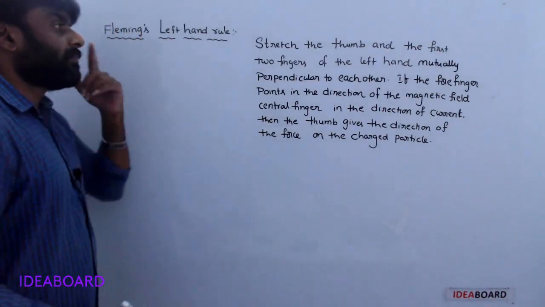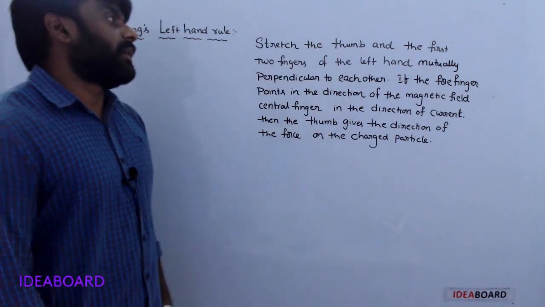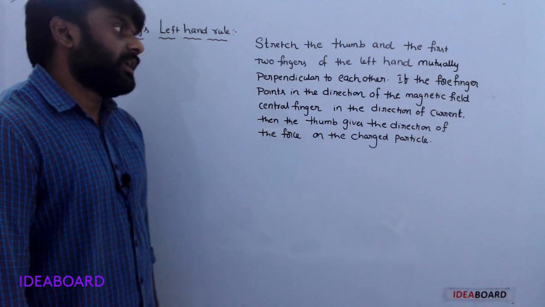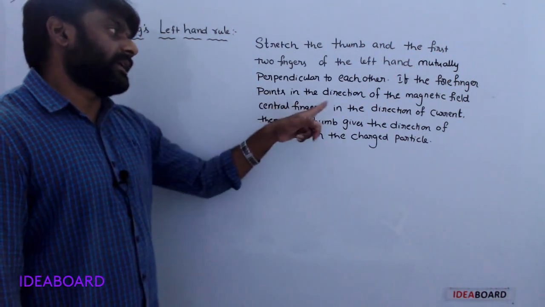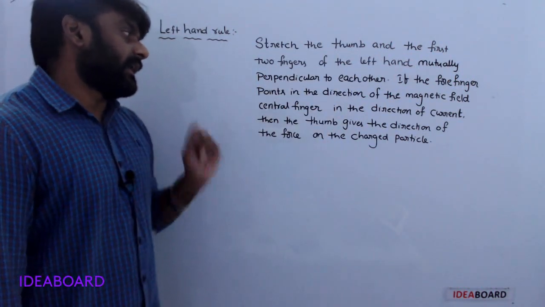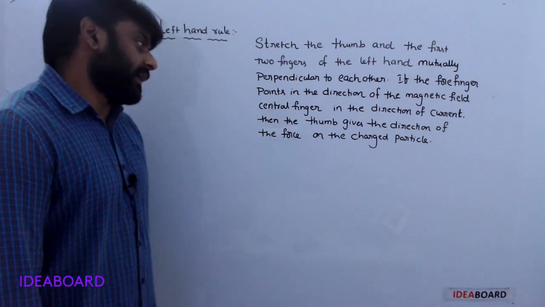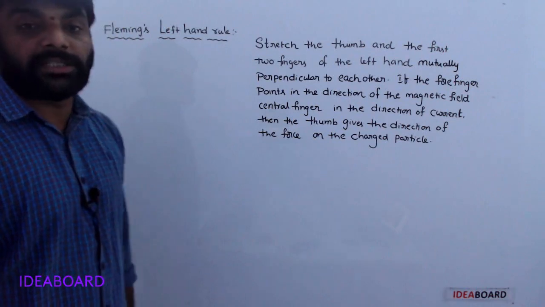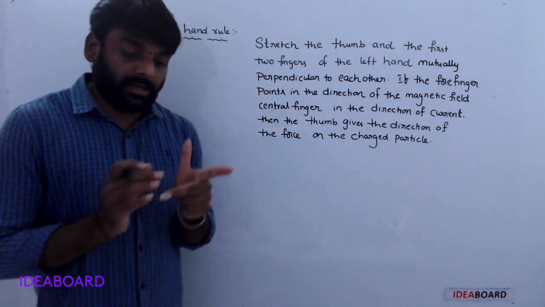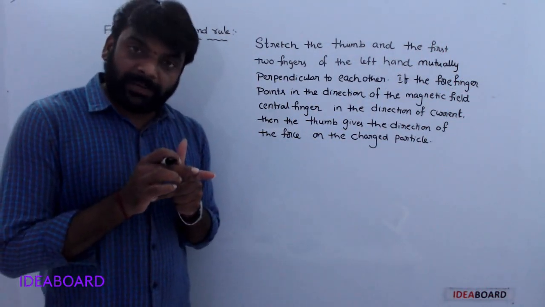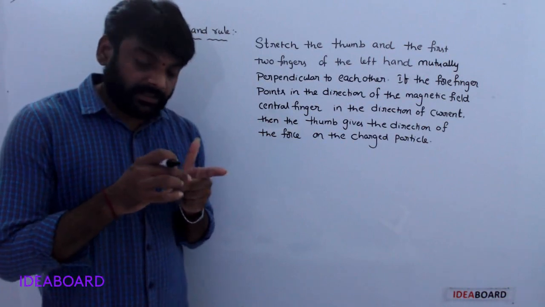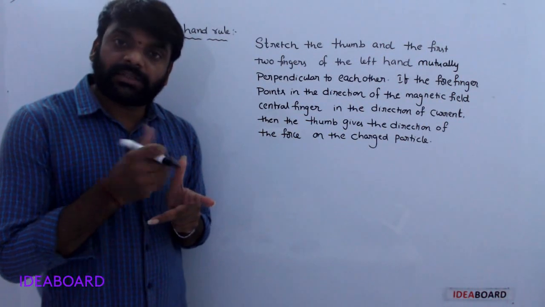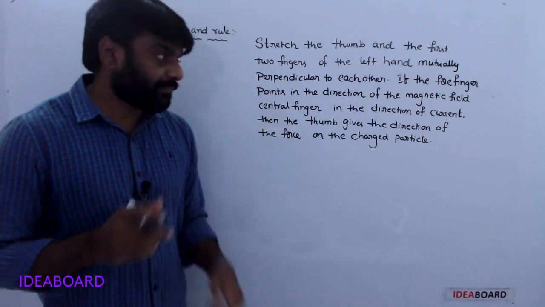So note this one. Stretch the thumb and the first two fingers of the left hand mutually perpendicular to each other. If the forefinger points in the direction of the magnetic field, central finger in the direction of current, then the thumb gives the direction of the force on the charged particle. Forefinger represents field direction, central finger represents current direction, thumb represents thrust, in the sense force.